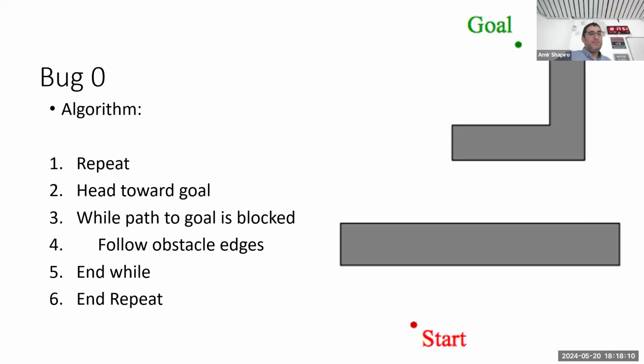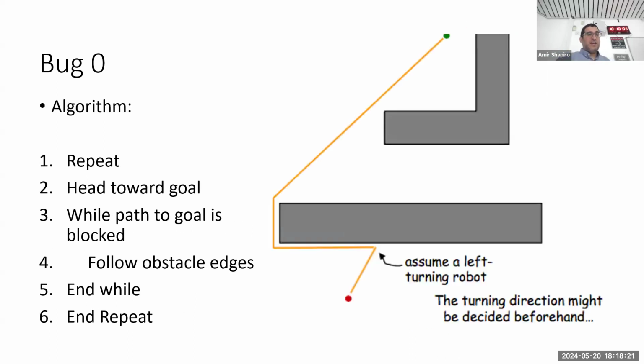is very simple. First, go towards the goal. Then, when it hits an obstacle, go around the obstacle in an arbitrary direction, either right or left. Here it's left. And then, when it sees the goal, just leave the obstacle and go directly to the goal.